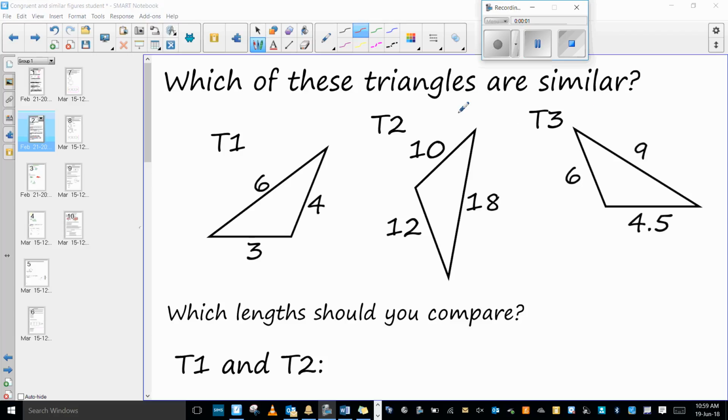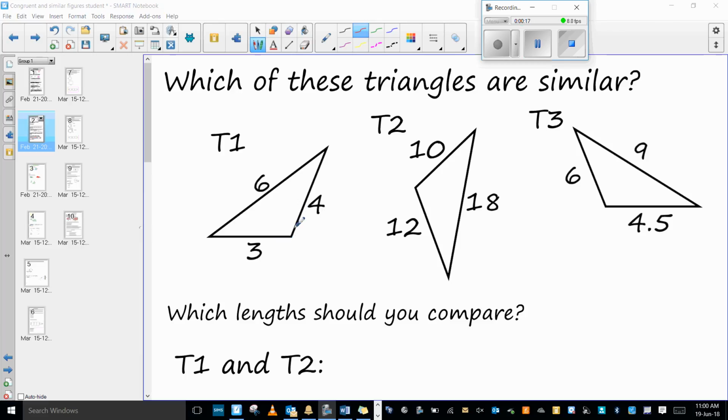Similar, so you'd have to identify if things are similar. So what we would have to do is, first of all, try and make sure we're comparing corresponding side lengths. So I would suggest that for similar and congruent triangles the angles are always going to be the same.